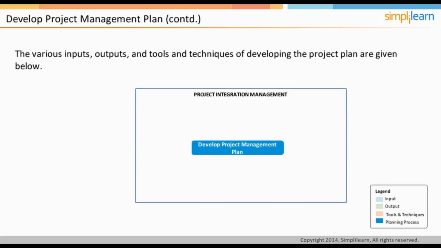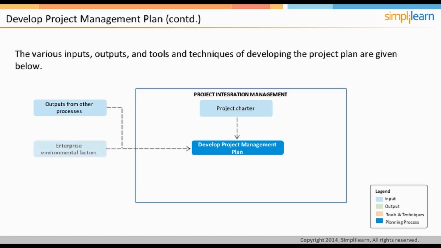Let us look at the inputs considered in developing the project plan. Project charter from the previous process is an important input. The other inputs include output of the other planning processes, because the project management plan is supposed to integrate all of these plans. The examples of other plans are time management plan, cost management plan, and quality management plan, etc. All of these plans are developed over a period as the project progresses. These will be discussed in detail later in this tutorial.